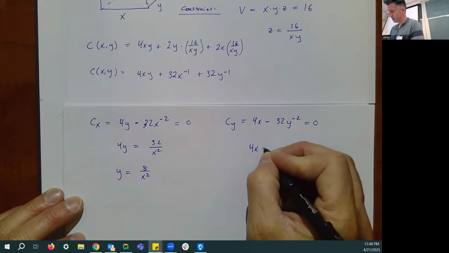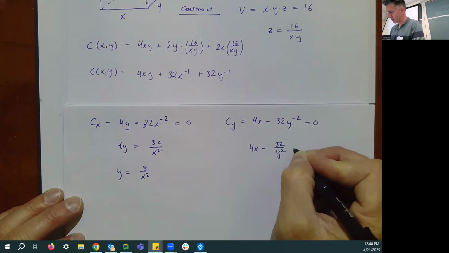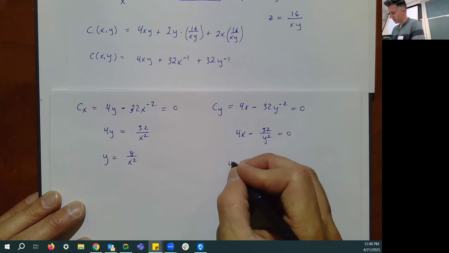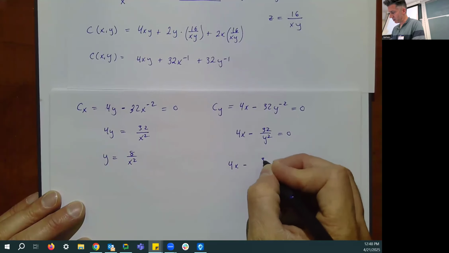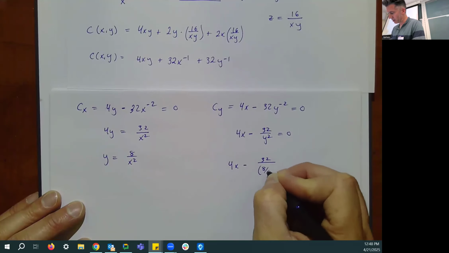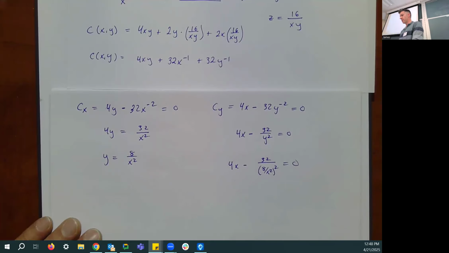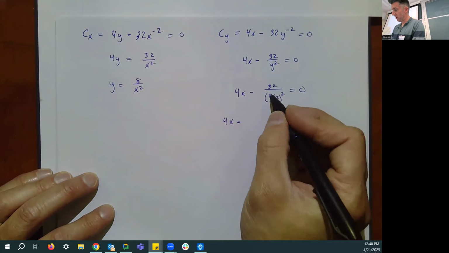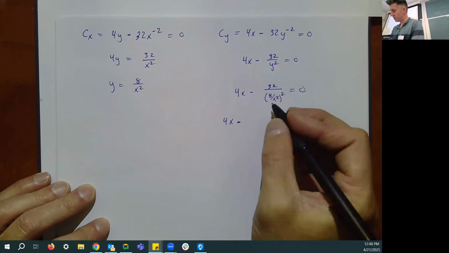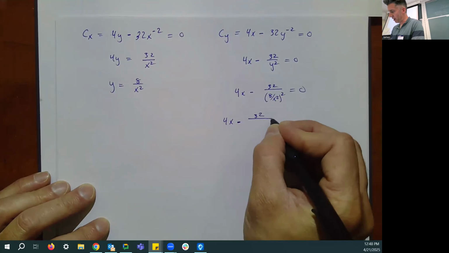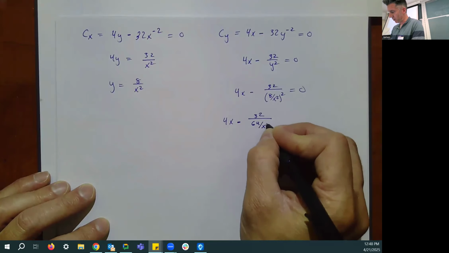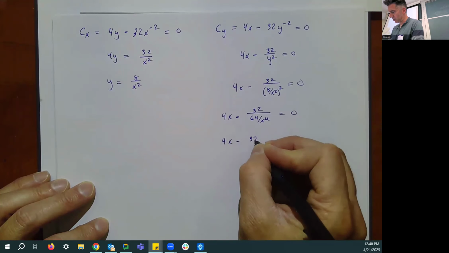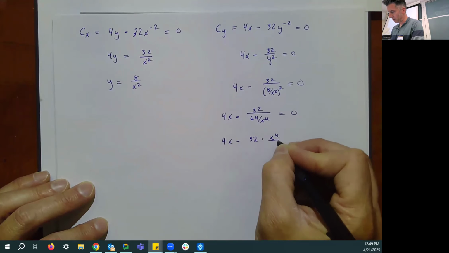So this equation, which is 4x minus 32 over y squared equal to 0, we're now going to plug in 8 over x squared for y squared. Be 4x minus 32 over 8 over x squared equal to 0. Okay, let's make this a little bit better. That's 4x minus, let's see, 32 divided, be careful, James. I got to square this part first. We got 32 divided by 64 over x to the fourth, which really becomes 4x minus 32 times x to the fourth over 64.